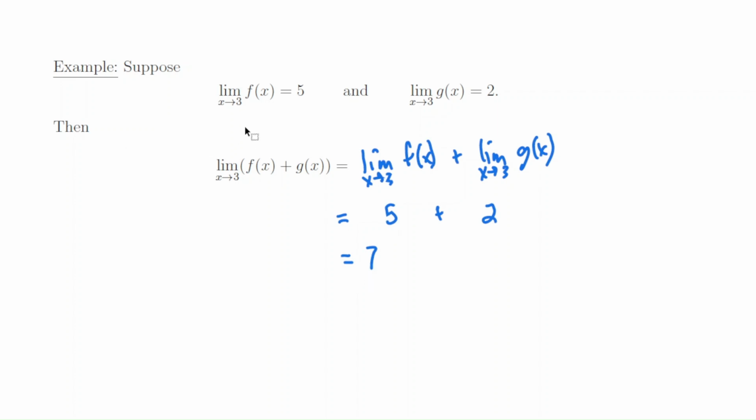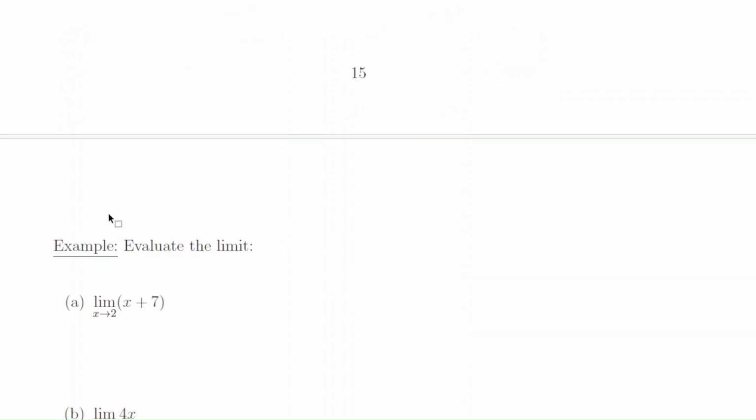And this makes sense, right? If the function f has the property that as x gets close to 3, the output values get close to 5, and if as x gets close to 3, the output values of g get close to 2, well, then what are the output values of f of x plus g of x going to get close to? Well, they'll get close to 5 plus 2. And so it makes sense.